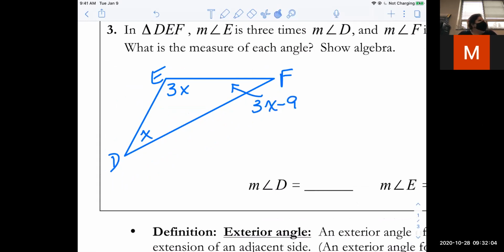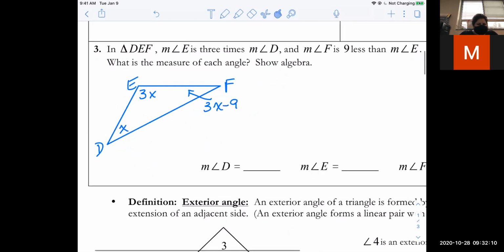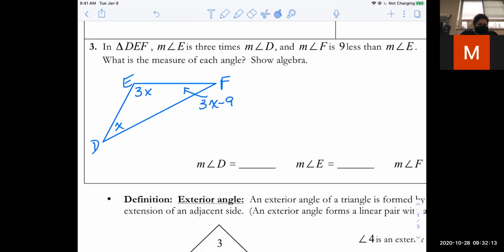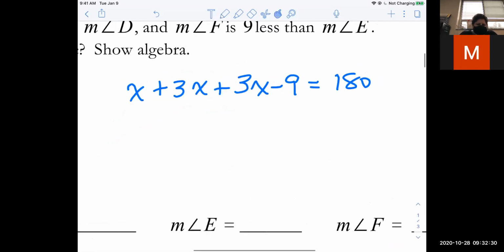Okay, then what? We need an equation, right? What's the equation? Equals what? 180. Okay, Sean, talk me through that. Add 9 to the 180. Okay. Add 9 on both sides. And then combine all the x's. How many are there? Yeah, 7.